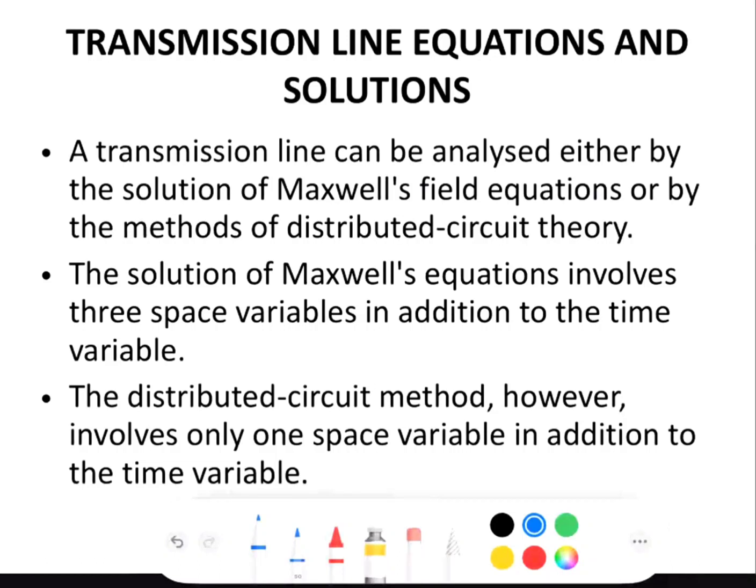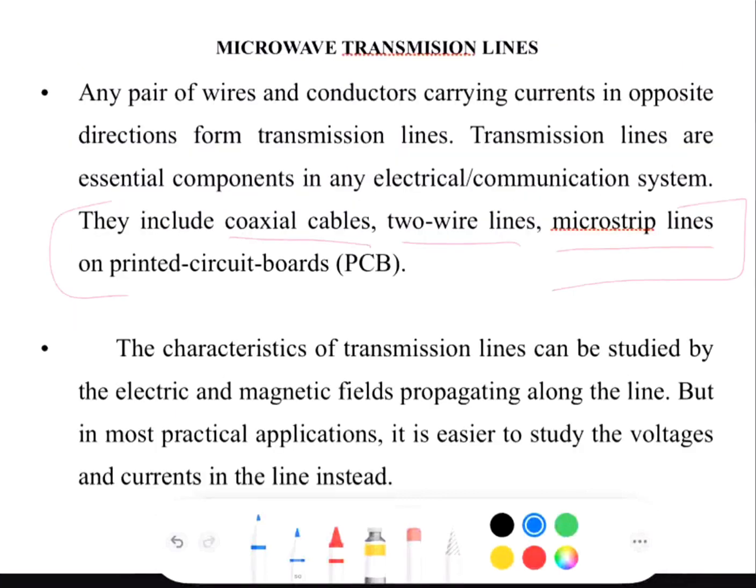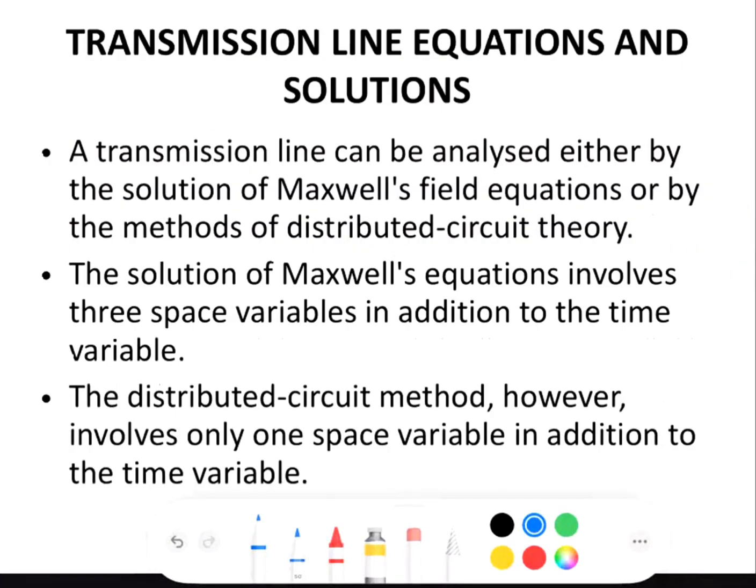So you know what a transmission line is, as defined in the earlier classes. It is a pair of wires, called conductors, that carry current in opposite directions. A transmission line is always analyzed either by the solutions of Maxwell's field equations or by the method of distributed circuit theory. And Maxwell's field equations you have studied in electromagnetic theory in the previous semesters.